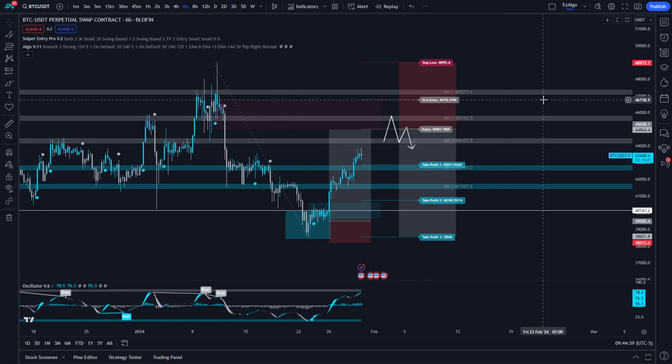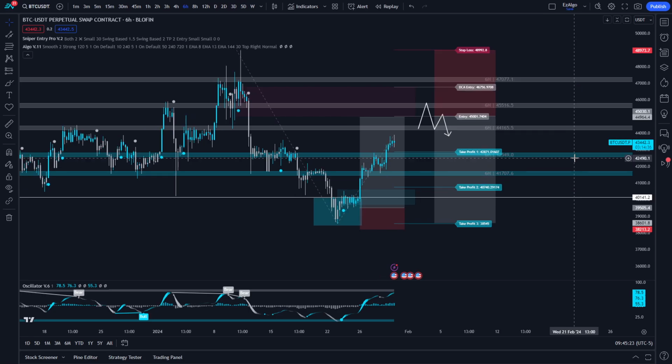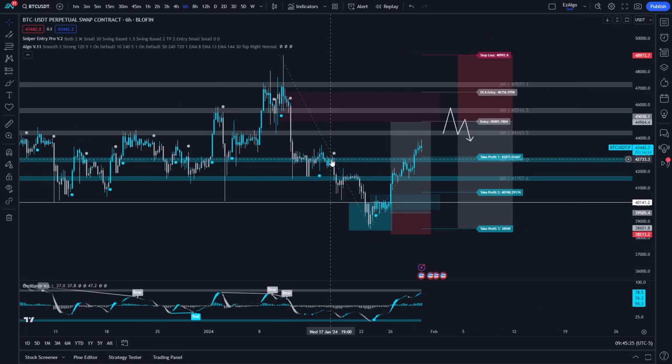This works very well in confluence with the EzAlgo support and resistance zones, which is something else I'll get into. But if you don't have EzAlgo, that's fine. You just have to identify these levels manually for yourself if you're going to use support and resistance as a confluence. Now, there's a few different ways that people like to trade the 1-2 setup.